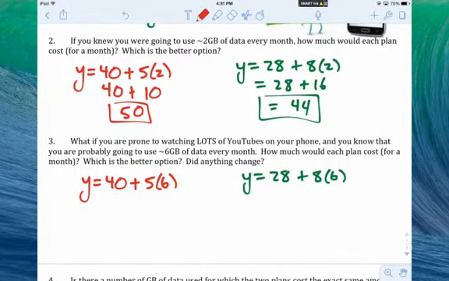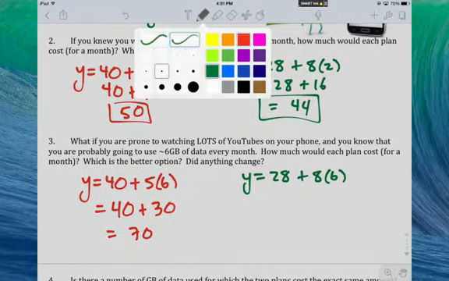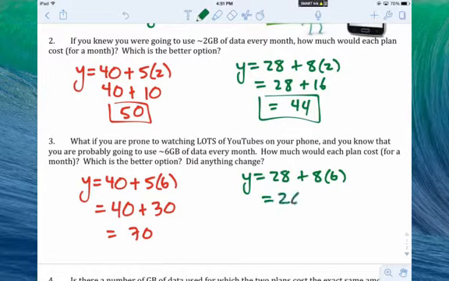gigabytes of data. Okay, so for Boost Mobile, the monthly cost is going to be 40 bucks for talk and text, plus 30 bucks for that data, for a grand total of $70 a month. For Cricket Wireless, your monthly cost is going to be 28 for talk and text, plus 48 for that data, for a grand total of $76. So if you know that you're going to use a lot more data every month, then you should go with Boost Mobile because it costs less, $5 per gigabyte of data. And that was enough to outweigh the fact that you paid more for talk and text.